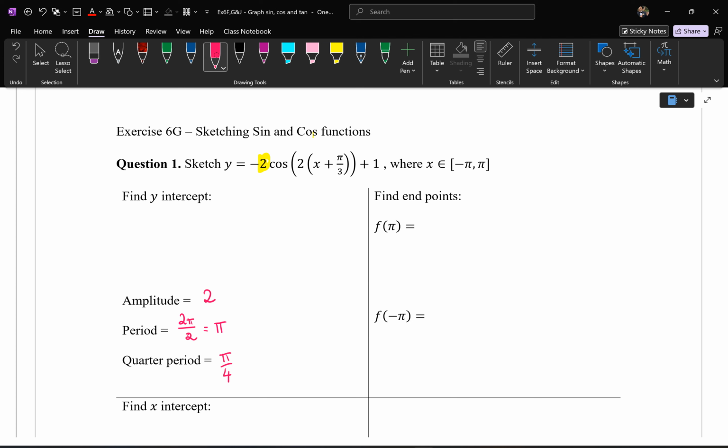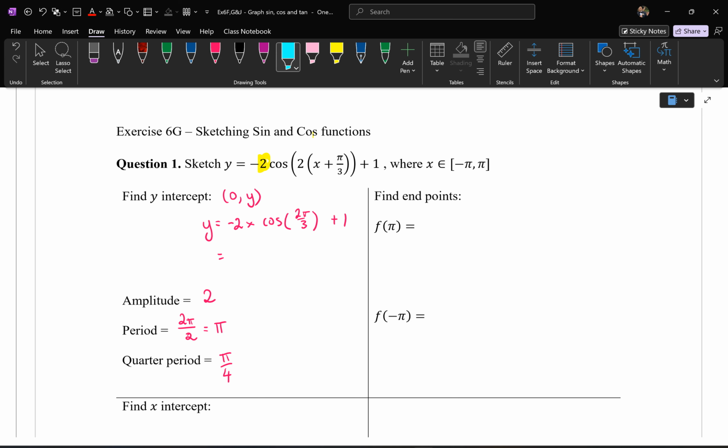So here we go. Y-intercept, you let x equal to 0. Try to solve for y. So what I'm asking you to do is to solve for negative 2 times cos of, that's pretty much 0 plus pi on 3, so pi on 3, so 2 pi on 3, plus 1. That's what I'm pretty much asking you to do there when you sub zero in.